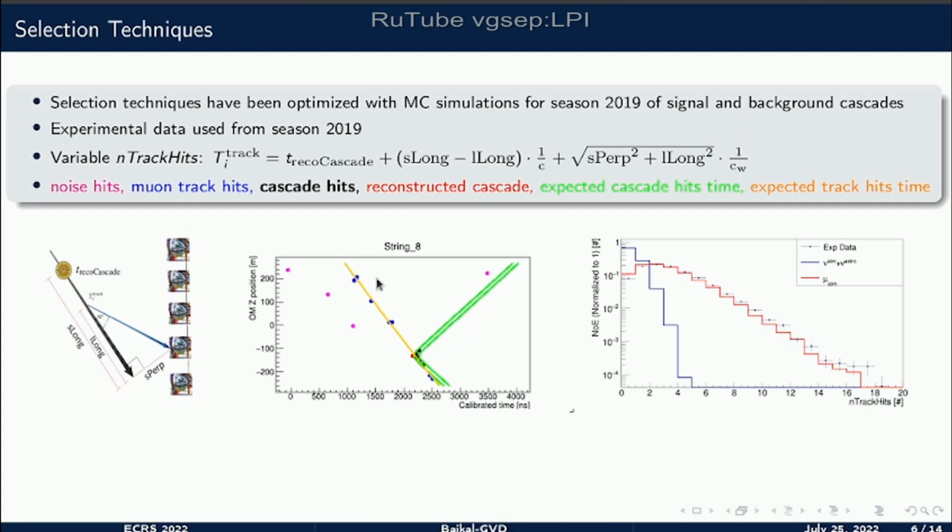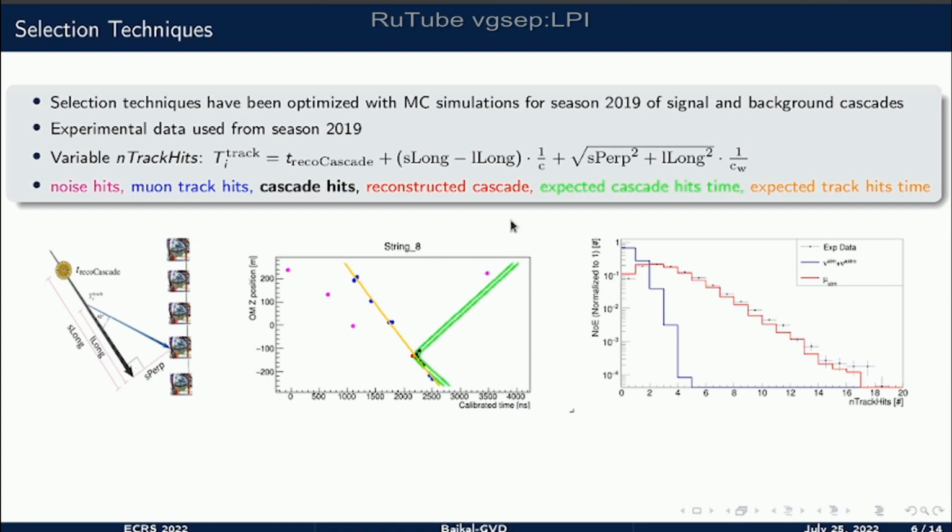So we can see that the black points correspond to cascade, and they lie in this green band, which is the theoretical expected time for cascade hits, and this orange line corresponds to the theoretical expected time for track hits, and this is the case for Monte Carlo background cascade.